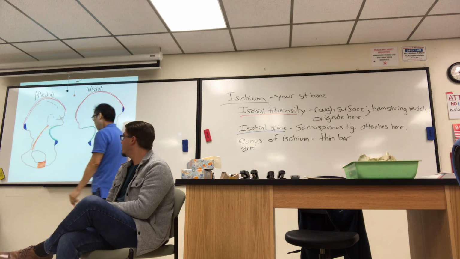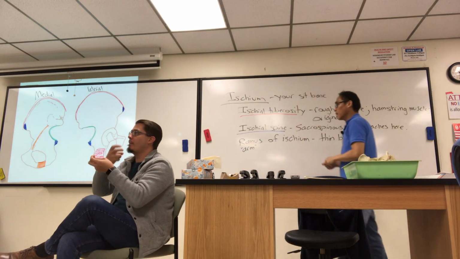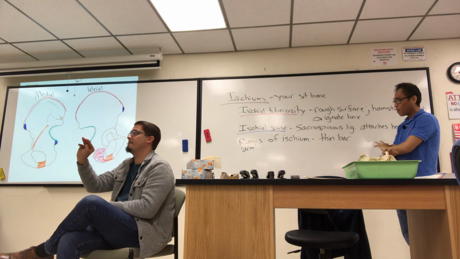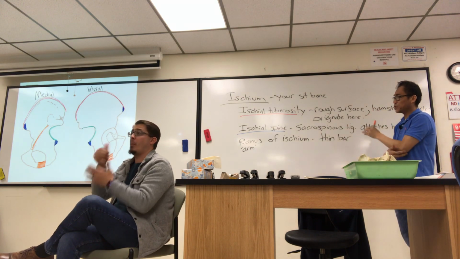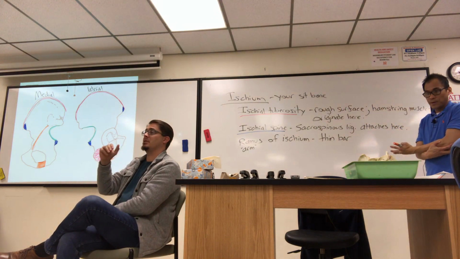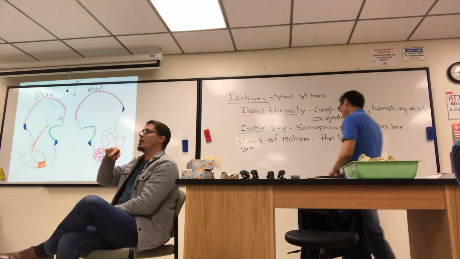Thin bar of bone called the ramus of the ischium. Okay, so you can see that these surface features are all posterior on the hip bone because the ischium is your posterior inferior sit bone. And then you have the pubis, the last one.